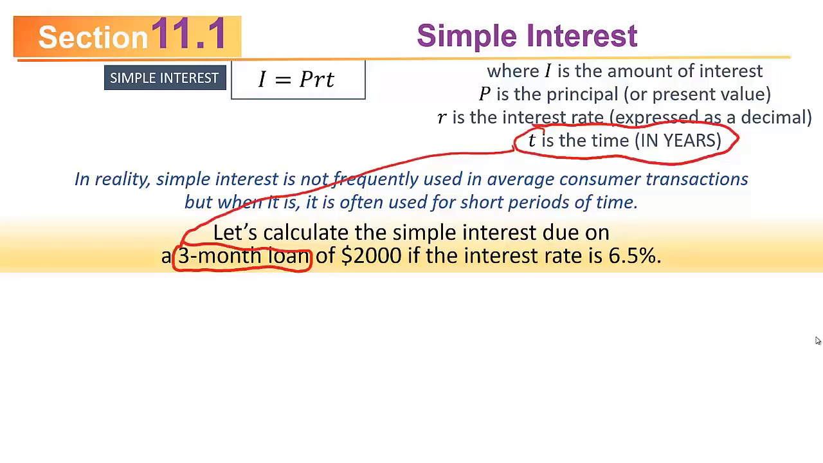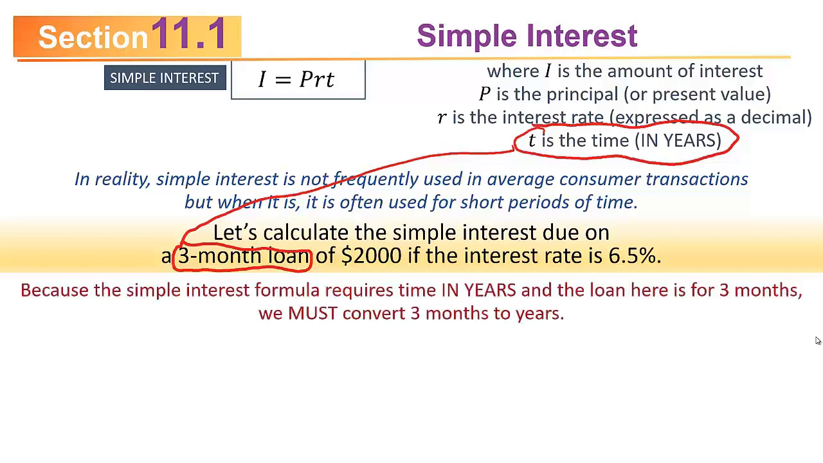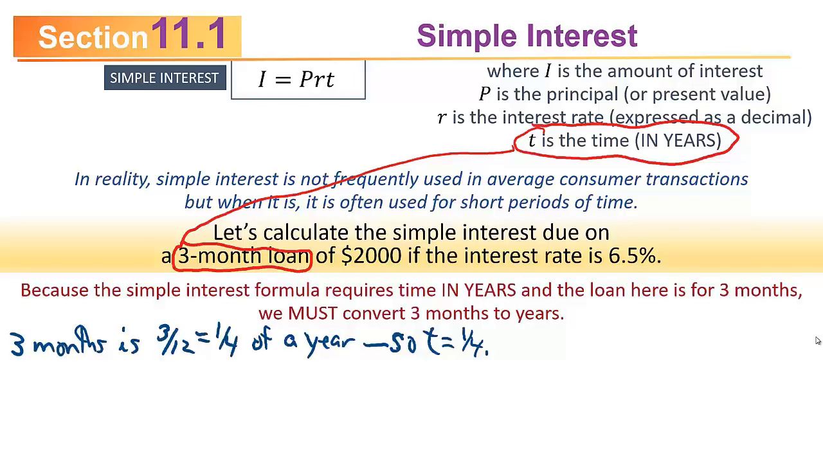It's a 3-month loan and the time has to be in years. So as before, we have to change months to years. 3 months is 3/12 of a year. 3/12 is 1/4, so T is equal to 1/4. You have to go from months to years for the formula to work. So I = PRT will give you the interest due. We're looking for the interest due this time.